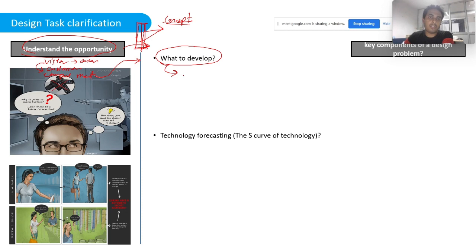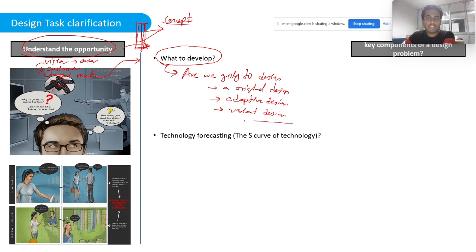So the key question that comes here is: are we going to design an original design, or an adaptive design, or it can be a variant design? These decisions the designers have to make at the very initial phase, and based on that only can designers set their objectives and various tasks related to the concept development phase.